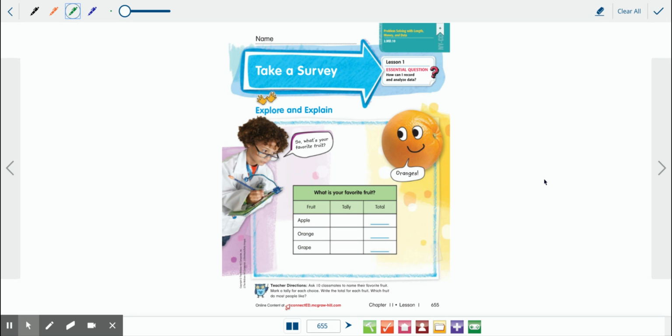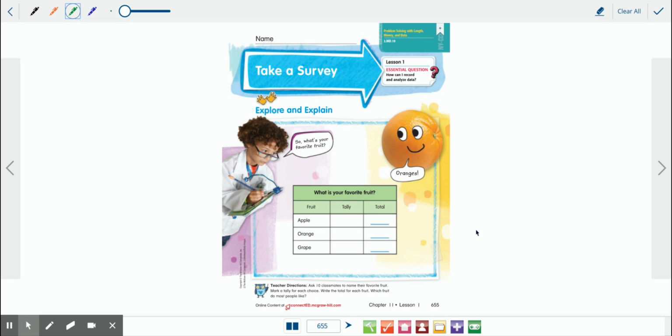Now, for this lesson, it's a little bit tricky because it's asking you to ask 10 of your classmates what their favorite fruit is. Now, we can't do that because we're not at school. So I will give you some numbers to use for this lesson. Or if you would prefer, you can ask your family members because right now they are your classmates. So you can either use the numbers that I am filling in the chart with, or you can choose to ask some of your family members what their favorite fruit is and use those numbers.